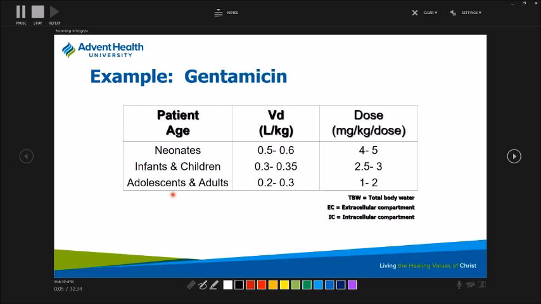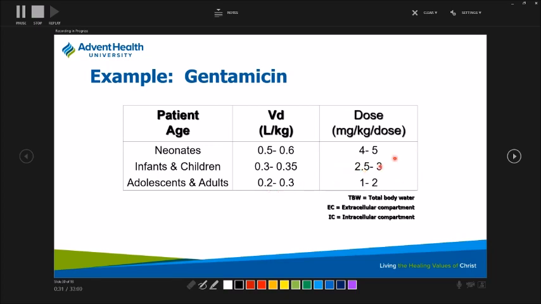But just to give you an idea, looking at the volume of distribution for gentamicin between a neonate, an infant, an adolescent or an adult, notice here it's much larger, 0.5 to 0.6 as compared to 0.2 to 0.3. That means that when I put that same relative dose of drug into the patient on a milligram per kilogram basis, say 4 milligrams per kilo, whether it's a neonate or an adult, the neonatal blood level that I pull is going to be much lower because all that drug partitioned out to that body water, whereas for an adult patient, the level will be much higher.